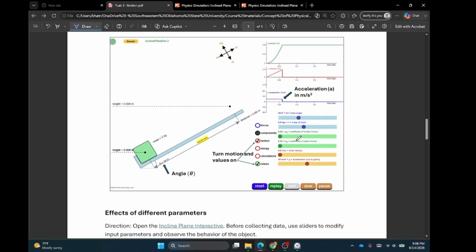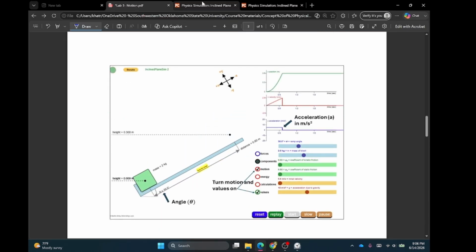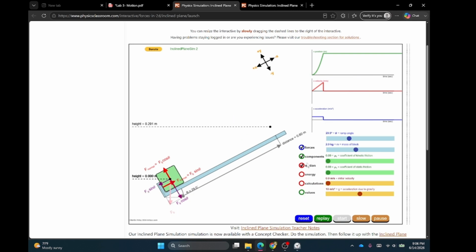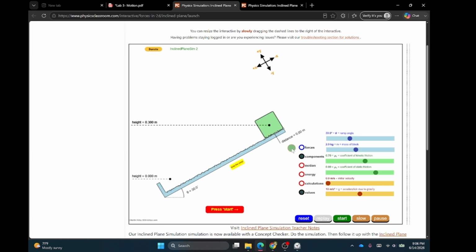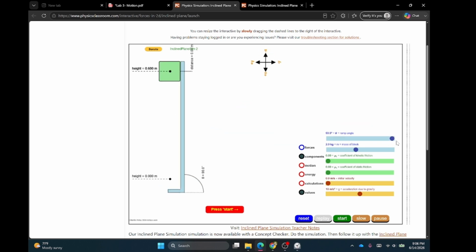Now we know how the interface looks, and we can easily turn this information on and off just by clicking. If you want to reset everything, you can just click on reset and then bring this slider back to 0, and now we have it. We can also, if we make this angle 90 degrees, make it a vertical free fall. We'll use that in the second part of the lab.